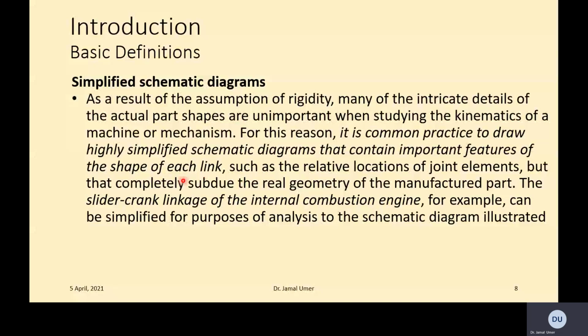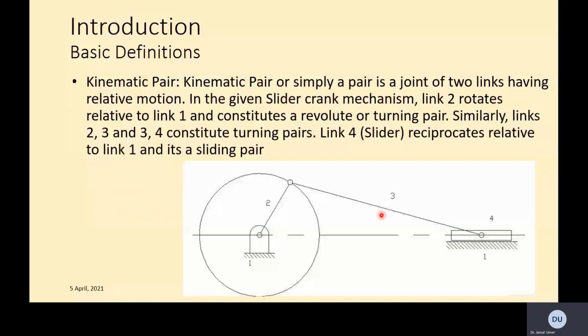And then it says the slider crank linkage of the internal combustion engine, for example, can be simplified for the purpose of analysis. The schematic diagram is illustrated. It's the same diagram. You see, actually, an engine is very, very complicated stuff, so it's not easy to calculate these things.